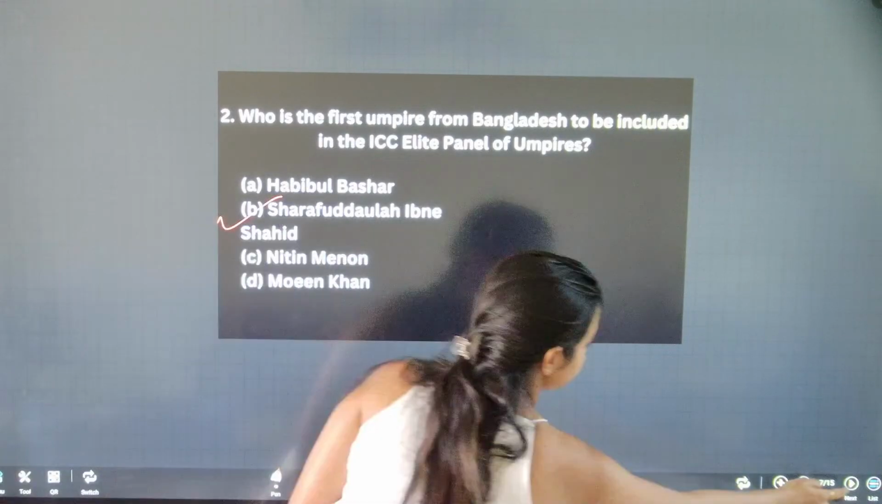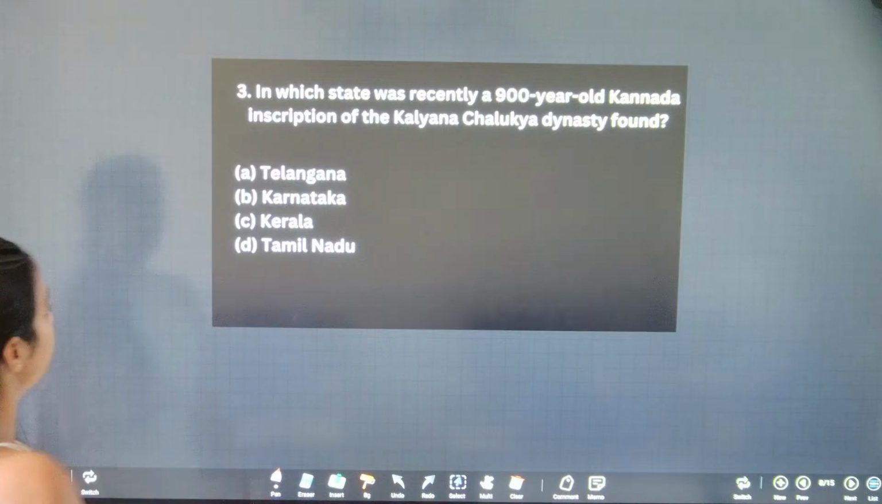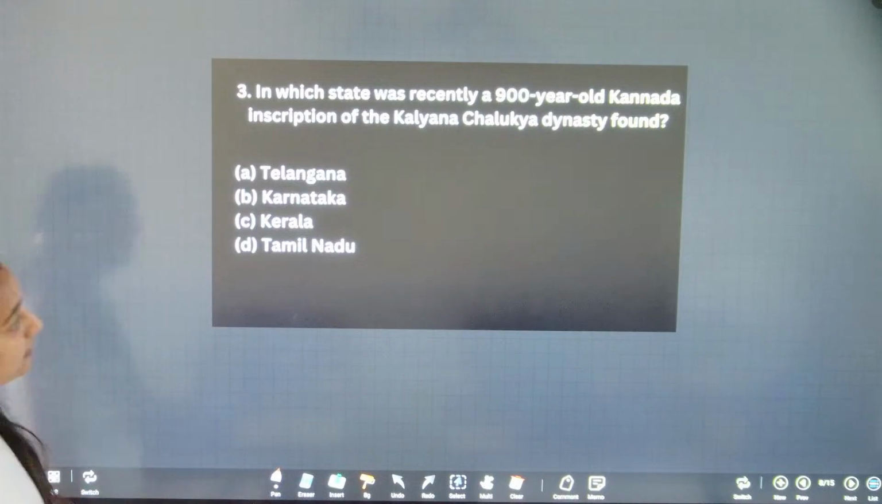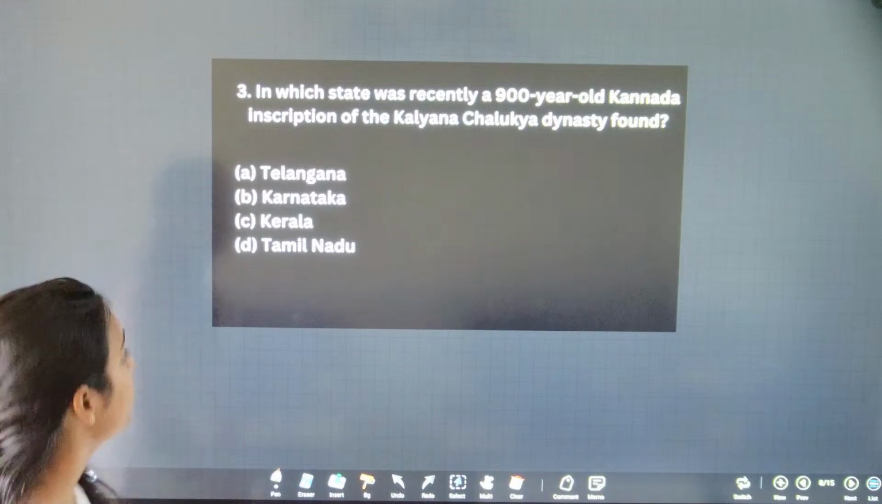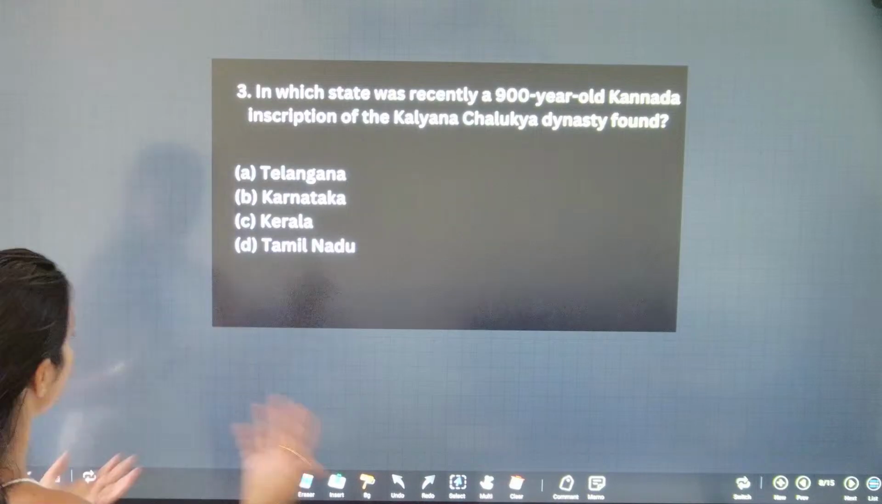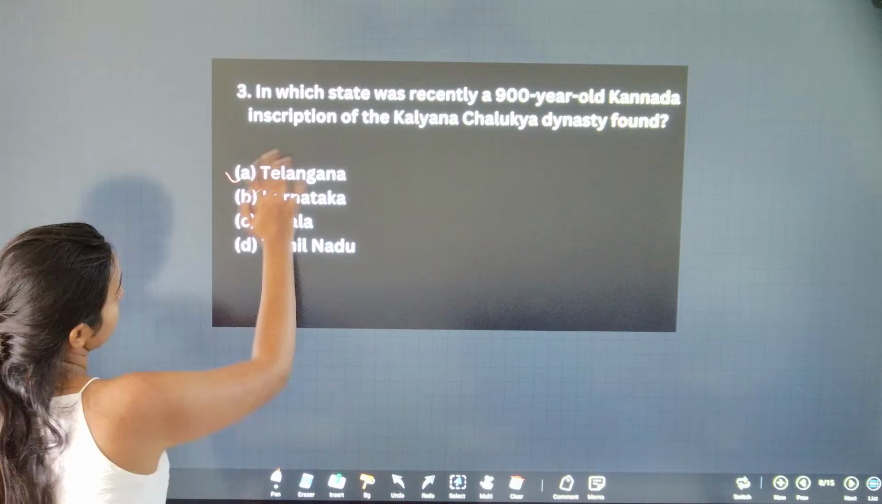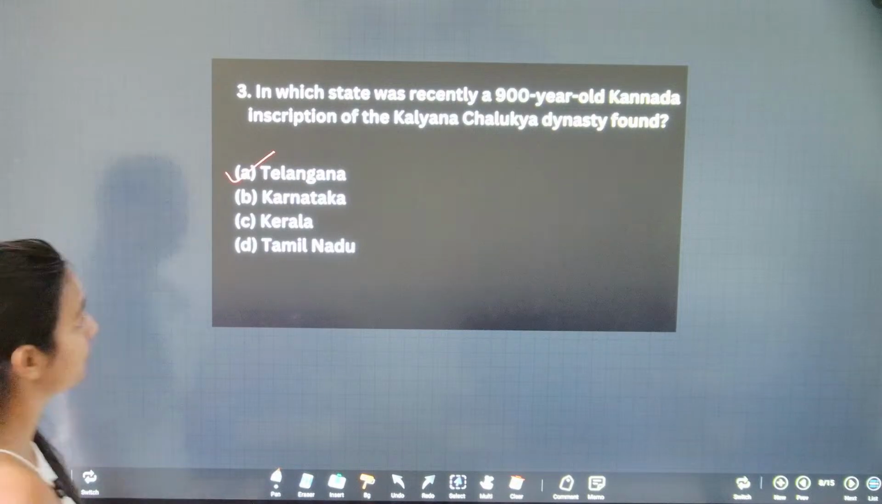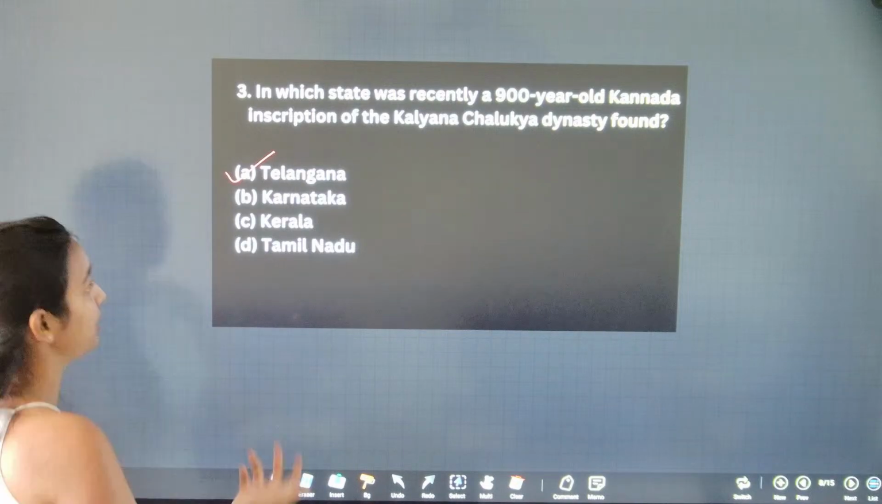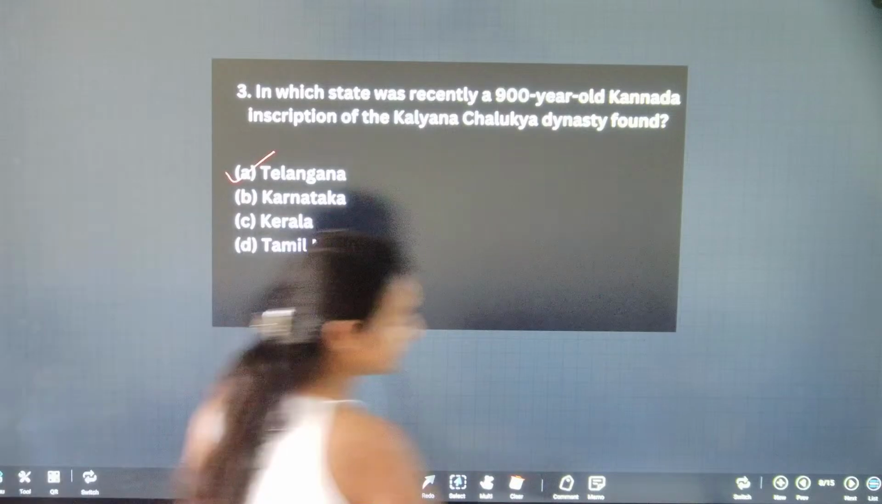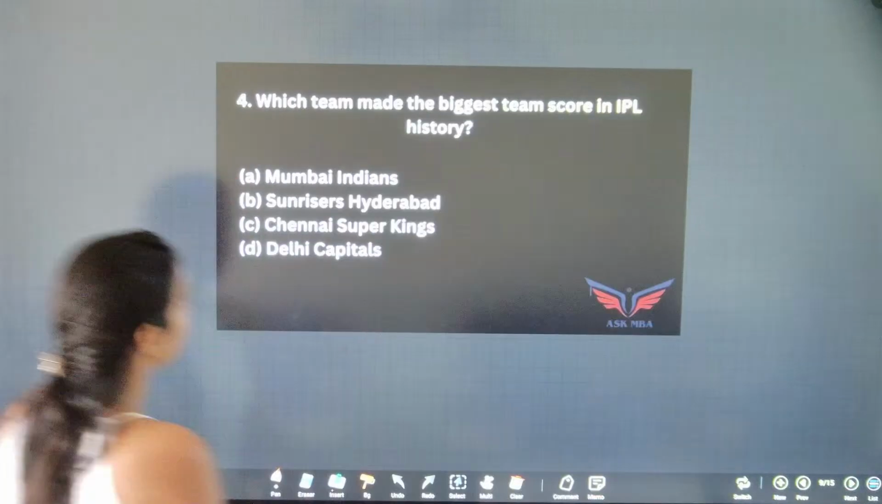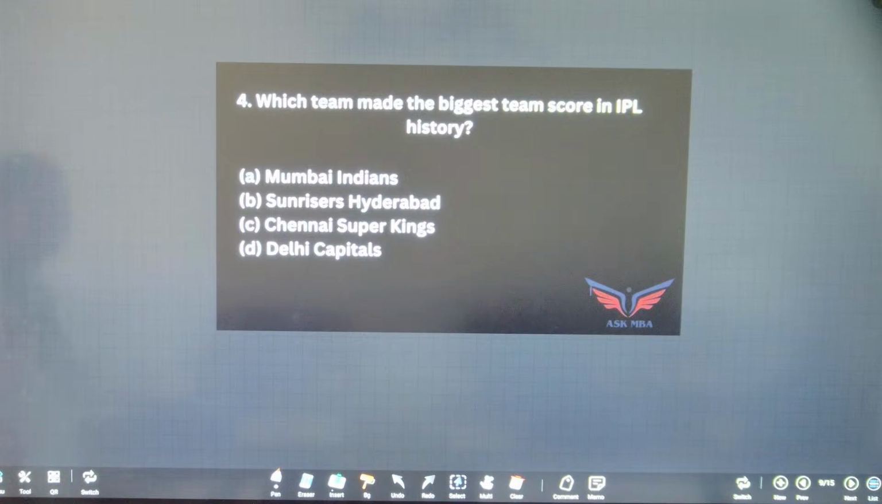Okay. Next, in which state was recently a 900-year-old Kannada inscription of the Kalyana Chalukya dynasty found? I think the options are Telangana, Karnataka, Kerala and Tamil Nadu. The answer for the same is Telangana. ठीक है guys, again ये सारा आपका general knowledge है. Reading newspapers is very important to get through these answers. ठीक है. Let's come to the next question. Again, IPL. Which team made the biggest team score in IPL history?